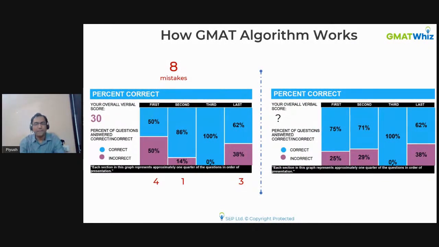The student on the right, I'm not going to share his verbal score with you. I want you to look at his data and make a guess about what his verbal score could be. I'll just tell you how many mistakes this student made. The student on the right made 2 mistakes in the first quarter, 2 in the second quarter, and 3 in the last quarter. So overall, the second student made a total of 7 mistakes. There is a difference of just 1 mistake between the 2 students. I want you to think about it. Take your time if you want to, and tell me what the verbal score of the second student was.